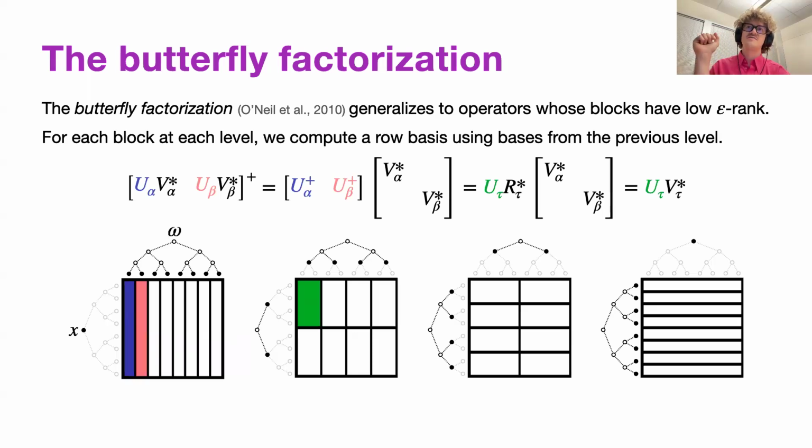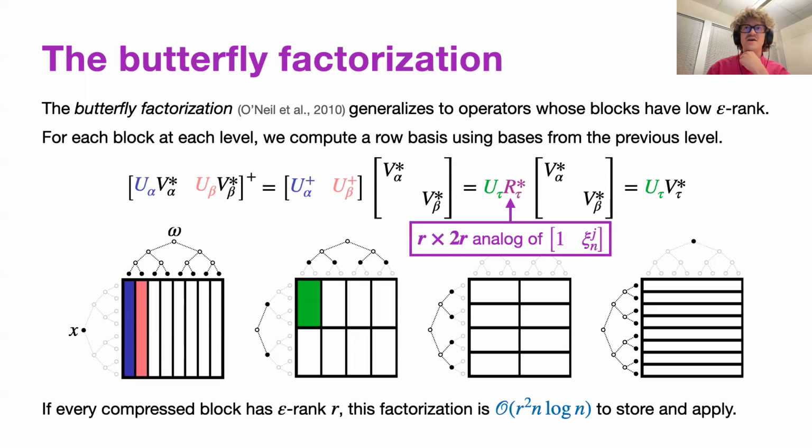Now we see that R tau exactly maps the row bases at the previous level, V alpha and V beta, to a row basis V tau at the current level, right? So we've taken our row bases that we've already computed at the previous level and mapped them up a level to the current block to build a low rank factorization for that block, right? And this so-called transfer matrix R tau is exactly the R by 2R analog of that matrix we saw in the FFT, the twiddle factor, right?